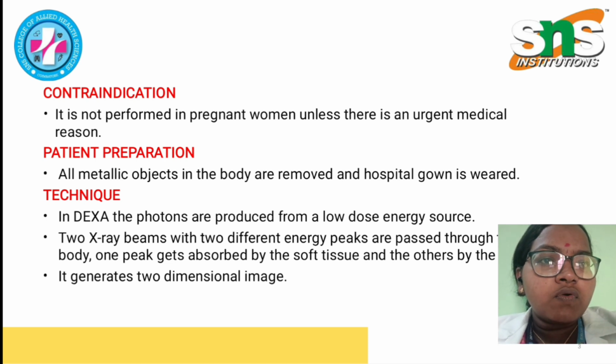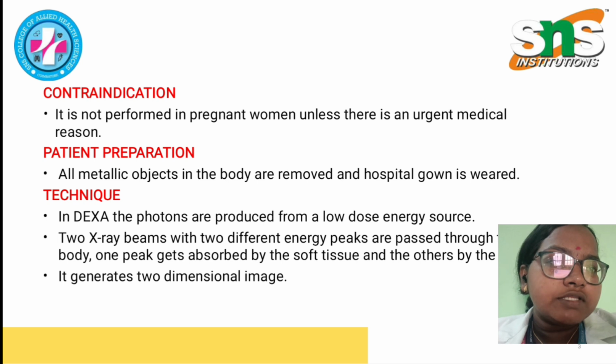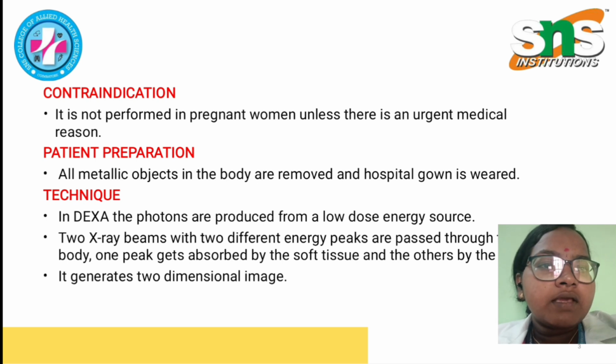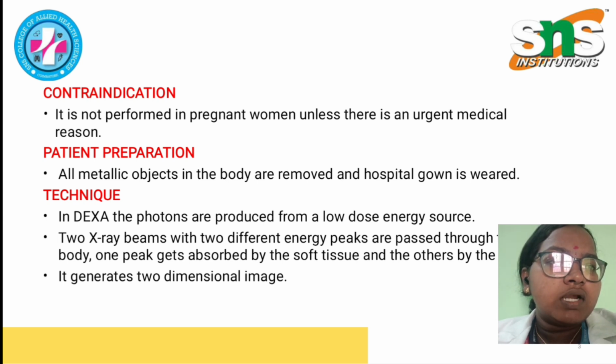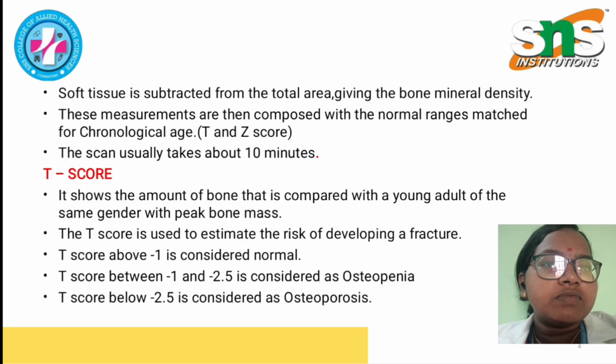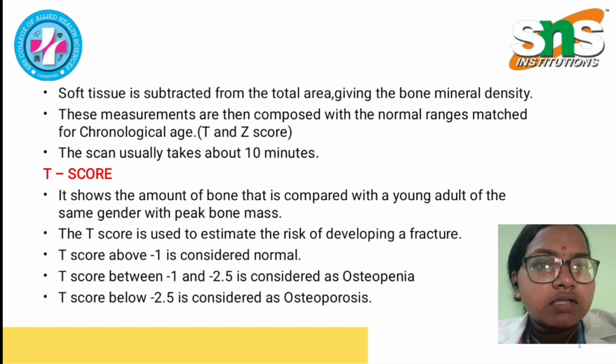Technique in DEXA scan: the photons are produced from a low dose energy source. Two X-ray beams with two different energy peaks are passed through the patient. One peak gets absorbed by the soft tissue, and the other by the bone. So it generates a two-dimensional image. Soft tissue is subtracted from the total area, giving the bone mineral density. These measurements are then compared with the normal ranges matched for age, which is given by the T and Z scores. The scan usually takes about 10 minutes.